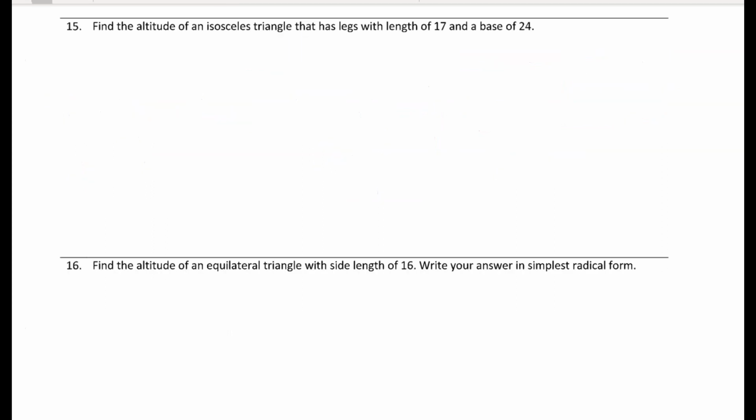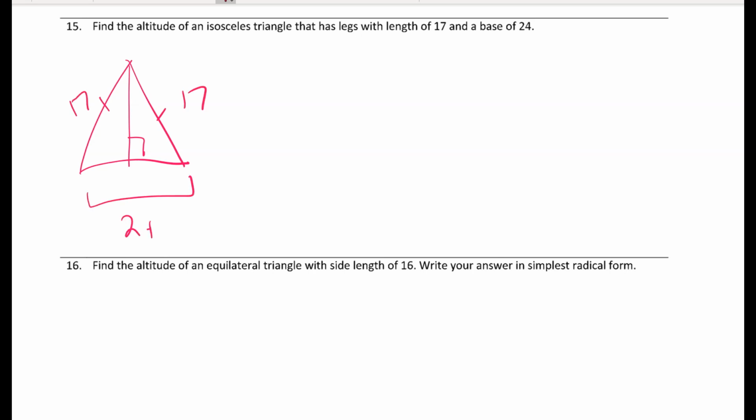Number 15. Find the altitude of an isosceles triangle that has legs with length 17 and a base of 24. They're talking about a triangle, so it's in my best interest to sketch it. It's got 2 congruent legs that are both 17 in length, and a base that's 24 long. Now the good news about the altitude and the median and the angle bisector of an isosceles triangle is that they're all the same. So this altitude actually cuts the base into 2 congruent parts.